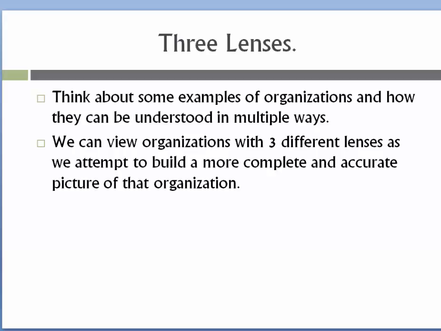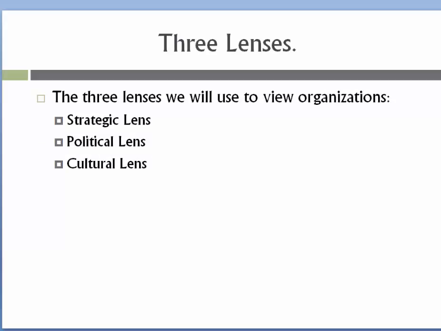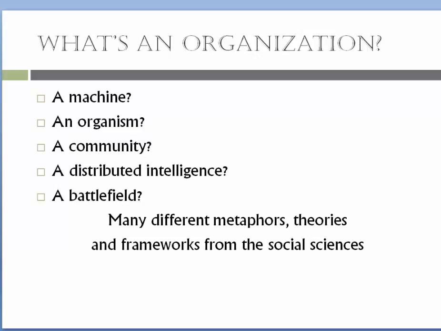So think about some examples of organizations and how they could be understood in multiple ways. Right, there's what it is the organization's trying to do, what they say they're doing, what the workers might say goes on inside that organization, and how all these things are happening inside the organization and how that affects their results in striving to achieve their goals. So in this case, the three lenses we're going to look at are the strategic lens, the political lens, and the cultural lens, and I'll break each of those down as an individual element for you.